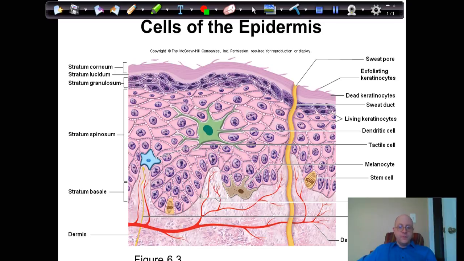So let's see. Stratum basale, 4 cell types. Stratum spinosum, really just 2 cell types, the keratinocytes and the dendritic cells. And then we get to the next one, the stratum granulosum.